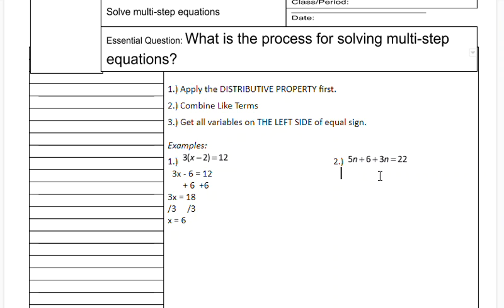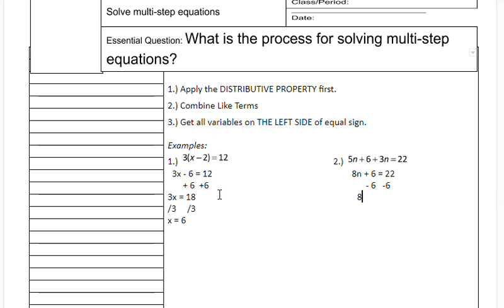All right, so let's look at number 2. On number 2, instead of distributing, I need to combine my like terms. I have 5n and 3n. I need to get those together. So 5n plus 3n gives me 8n. I keep my 6 there. It's not a like term. It has to be by itself. So now I have 8n plus 6 equals 22. I'm going to subtract 6. Oops. On each side. Let's see if I can try not to mess this up this time. But it's okay to make mistakes.